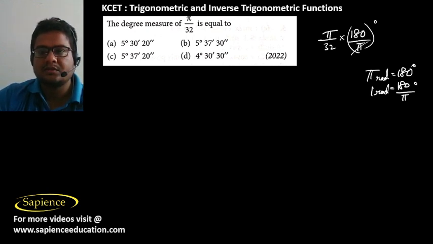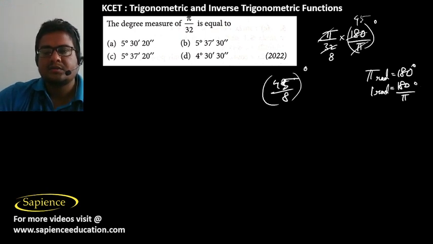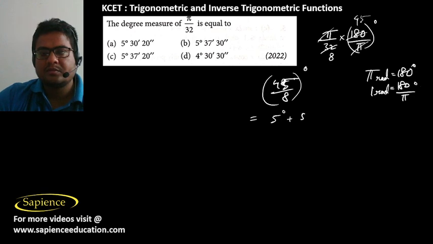If we cancel it, pi will cancel, then 4 8s are 32, 4 4s are 16, 4 5s are 20. So this is 45 by 8 degrees. So this will be equal to 5 8s are 40, 5 degree plus 5 by 8 degrees. So now 5 by 8 degrees, I can say this will be 5 degree plus 5 by 8.